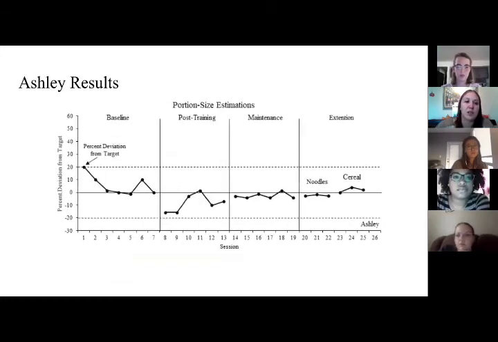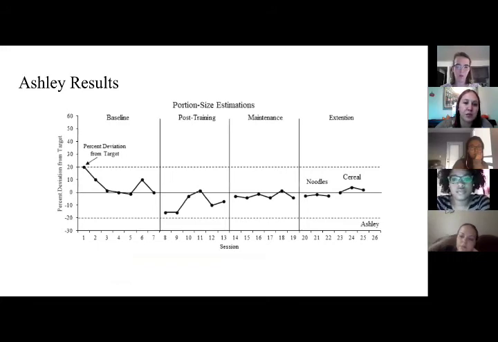The data from my results are as follows. During the baseline phase with Cheerios, the average was 5.7 and the range was negative 1.4 to 20. During post-training phase, I averaged negative 8.3 and ranged from negative 15.7 to 1.4. During maintenance, the average was negative 2.6 with a range of negative 4.3 to 1.4.